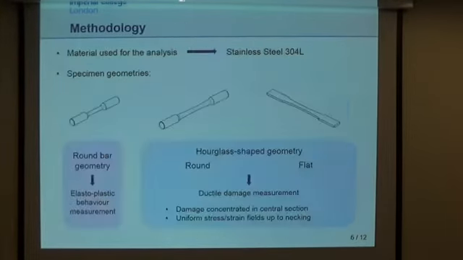The methodology I'm using: I'm studying stainless steel 304L material, and I'm using these specimen geometries. The first one is a normal round tensile specimen used to characterize the tensile behavior of the material. And the other one is quite different, is the hourglass shape geometry, either round or flat, depending on the damage measurement technique we are using. And in this case, we want a very small region there in the middle where damage is concentrated, and we want to measure only this region. And also we want stress and strain fields to be as uniform as possible in this region we are measuring.